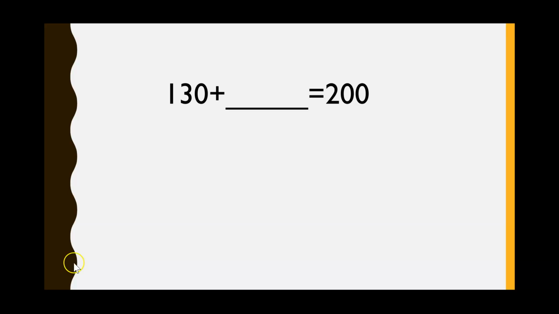We're going to do some fluency here. I have a number plus a blank equals 200. So 130 plus what equals 200? How many more 10s do we need to add to this 130 to get up to 200? Did you say 70? Great job. If we add 7 and 3 together, it adds to the next 10, so that's 200.